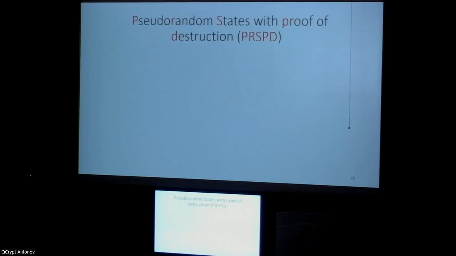So again, now we are just adding proof of destruction to the pseudo-random object. So we have pseudo-random states, PRS. Now we have proof of destruction, so it's PRS PD. Okay, and now, what is the PRS PD? It's again some key space, {0,1}^lambda, which is associated with now three efficient algorithms instead of just one that we saw earlier for PRS.